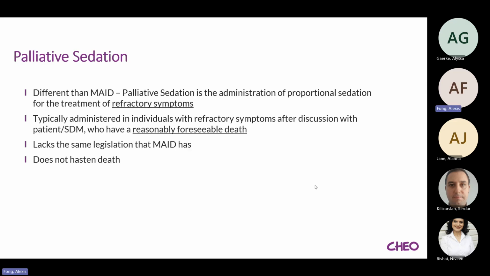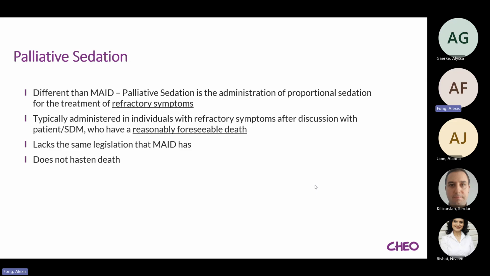And then palliative sedation, which we kind of briefly alluded to earlier, is different than MAID. It's the administration of proportional sedation for the treatment of refractory symptoms. They're typically administered in individuals with refractory symptoms who have a reasonably foreseeable death. So refractory seizures, you give palliative sedation, and you wouldn't just start with your highest dose. You would start low and up titrate until the seizures stop or until the patient gets relief from whatever their refractory symptom is. This could be dyspnea, this could be pain, it could be anything, but it's for refractory symptom management, always the last step.